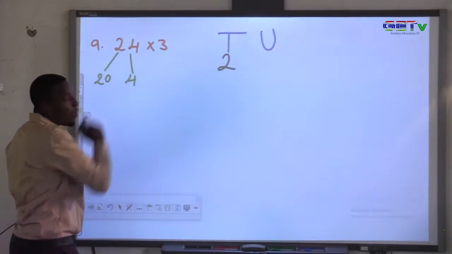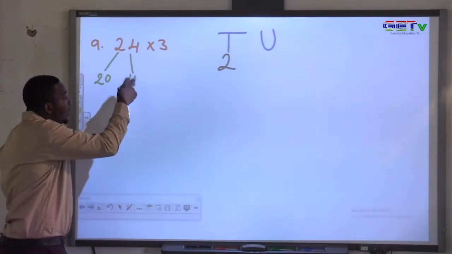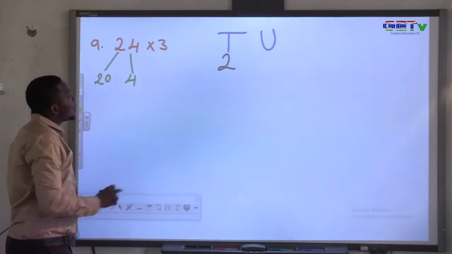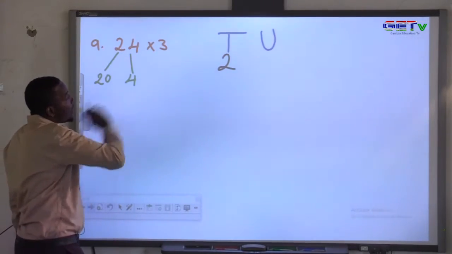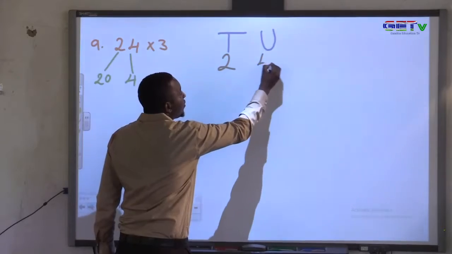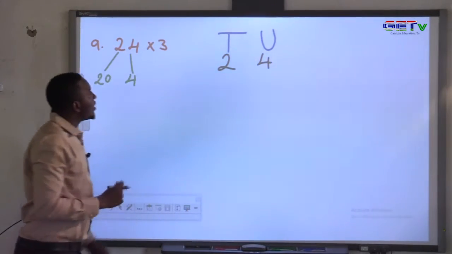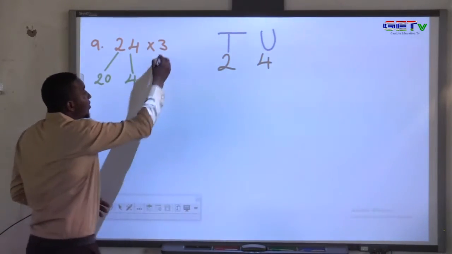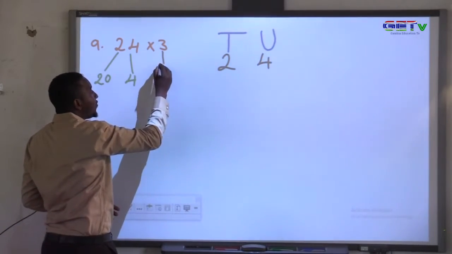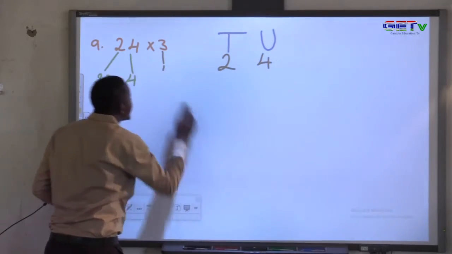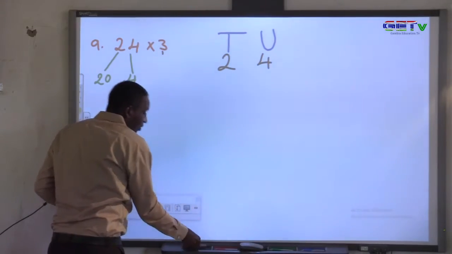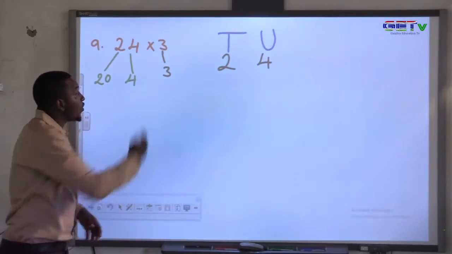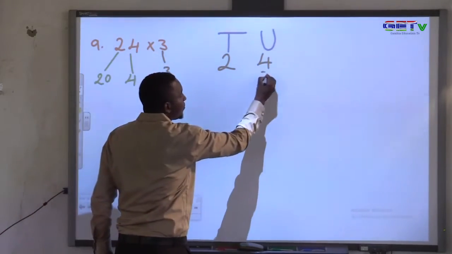After that, we look at 4. The value of 4 is just 4 because it is a unit. So we are going to write 4 under the unit column. Then we look at our multiplier, 3. Well, 3 there has a value of 3. So we are going to put 3 under the unit column.